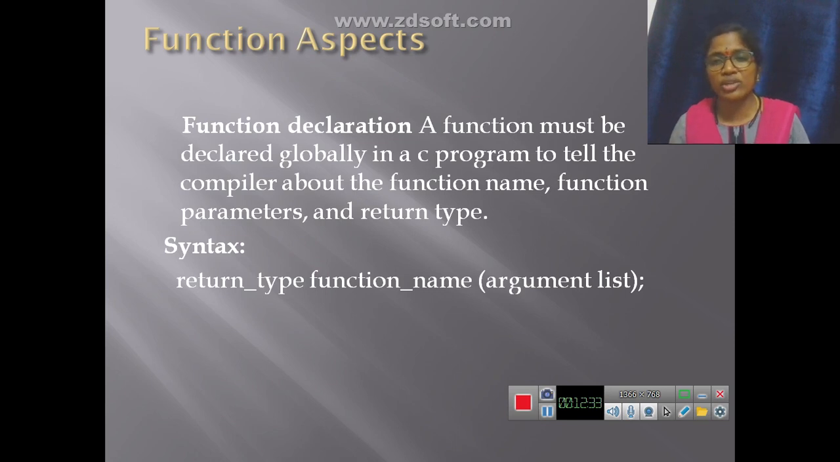A function declaration is the first component of a function. A function must be declared globally in a C program. Remember, globally and locally. Globally means outside the main, which is available to all other functions. A function must be declared globally to tell the compiler about the function name, that means which function you are going to use, the function parameters, the number of parameters you are going to use, and the return type. So these are the three things you are going to write in your program.